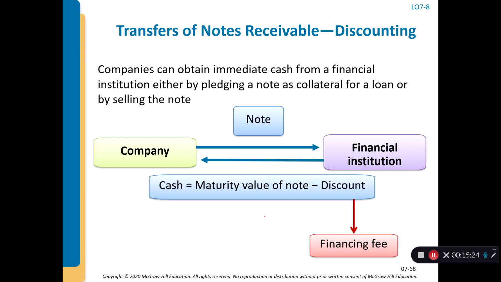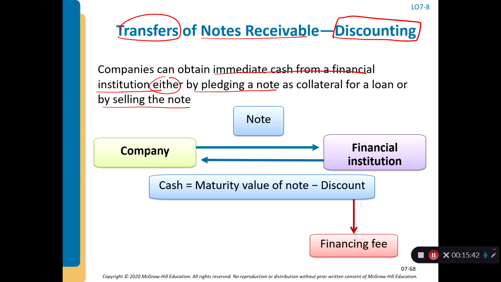Okay, so the next thing we want to talk about is a transfer of notes receivable, which is about discounting, right? Companies can obtain immediate cash from a financial institution either by pledging a note as collateral for a loan or by selling a note. So in other words, you have a note receivable, you pledge the note to a financial institution and they give you cash, right? And then we want to know how much the financing fee is for this transaction. Basically, you want to know the cash amount the financial institution will give you. You will use the maturity value of the note minus the discount that the financial institution will take, and then you can figure out the cash proceeds, and the difference is going to be the financing fee.